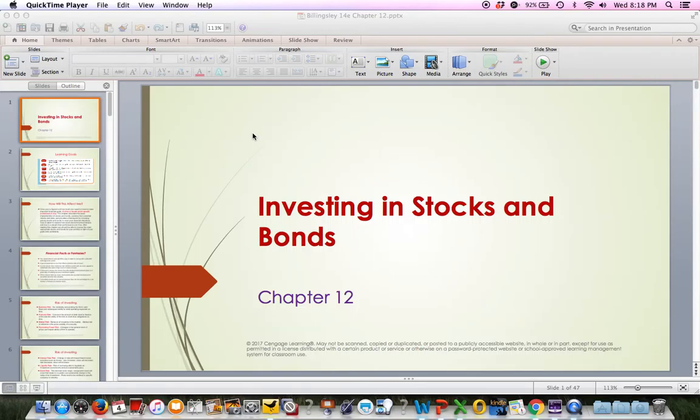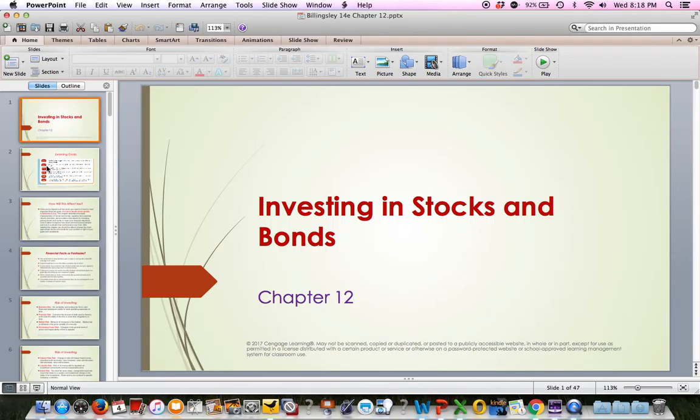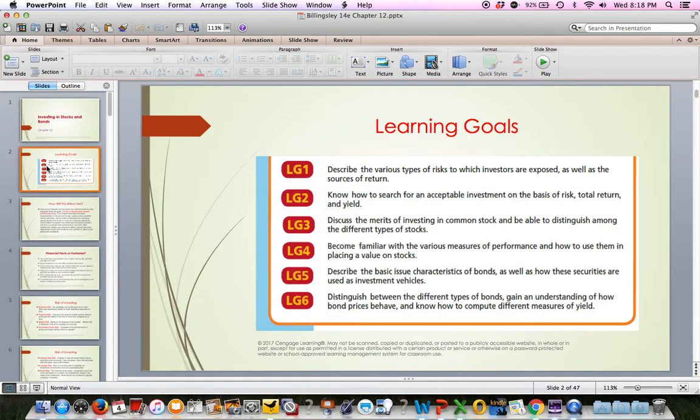Let's talk about Chapter 12, which is about investing in stocks and bonds. So kind of a continuation of Chapter 11, where we talked about investing in general and some specific things you can invest in. But we'll spend some more time just on stocks and bonds in this chapter.